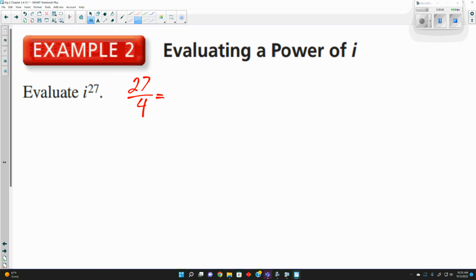Now if we divide this by 4, it's going to give us 6.75. I don't care about the 6. The 0.75 means it was negative i. So the answer is just negative i.